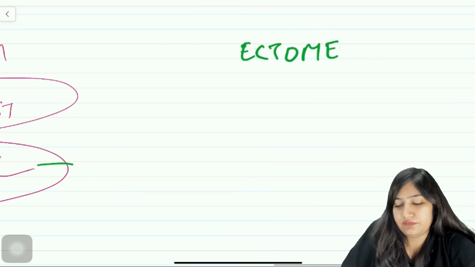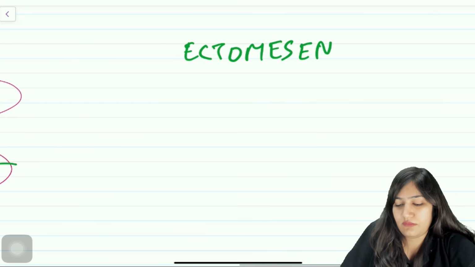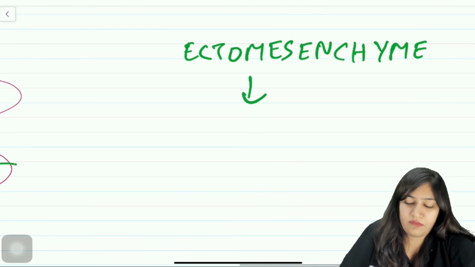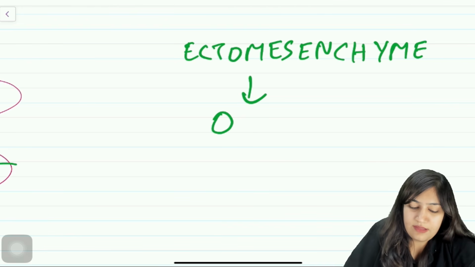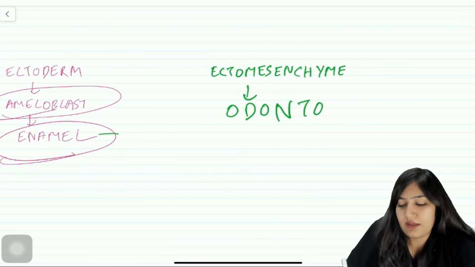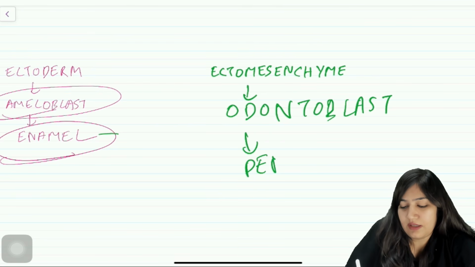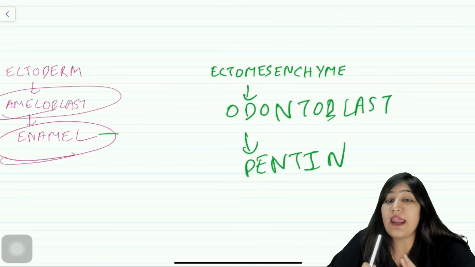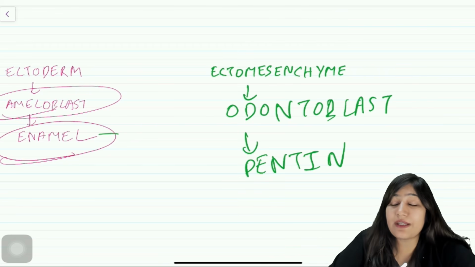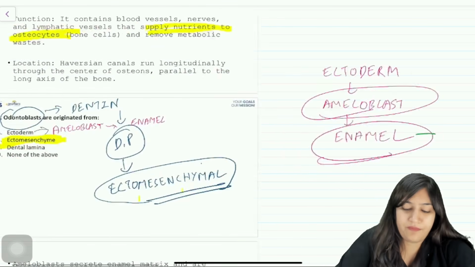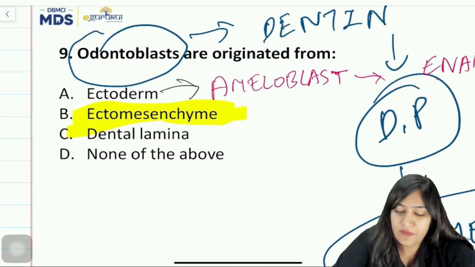Now coming to ectomesenchyme. These cells differentiate into odontoblast cells, leading to the formation of dentine. This can also differentiate into cementoblast cell, osteoblast cell, and fibroblast cell, leading to the formation of cementum, bone, and periodontal ligament. Right. Now coming to our third option, which is dental lamina.